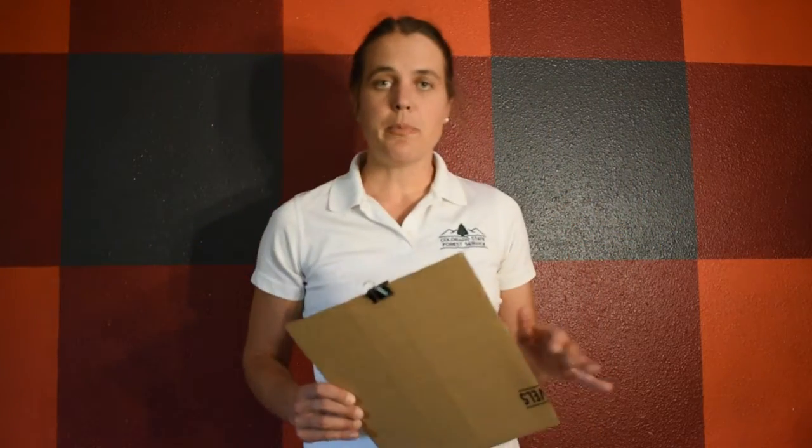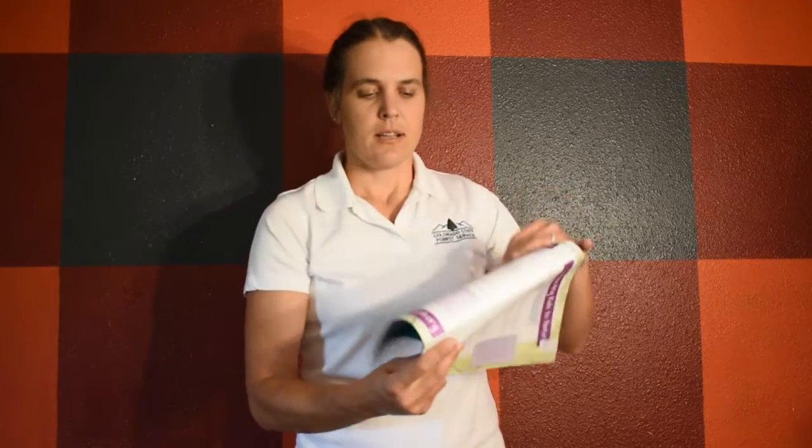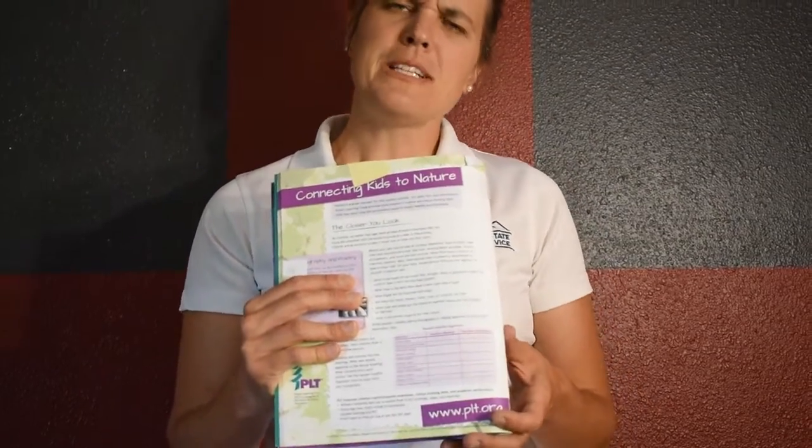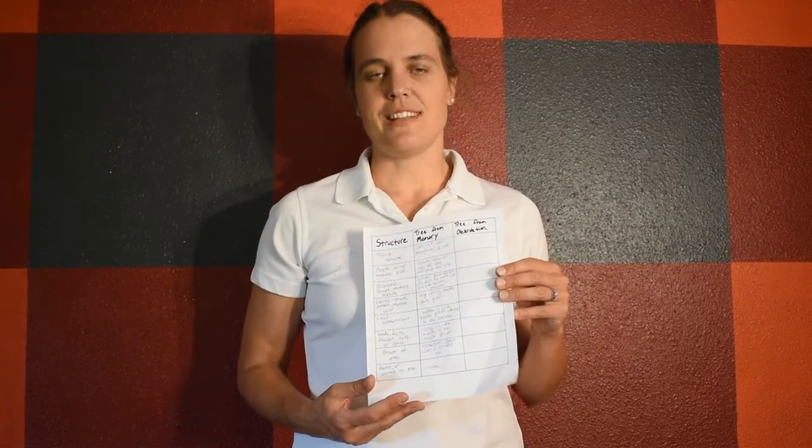For this activity, you will need a piece of drawing paper, colored pencils, crayons, or markers, a clipboard, or if you don't have one handy, you can make your own with a piece of cardboard and a clip. And you'll also need the activity in Nature Activities for Families, The Closer You Look, so you can get the table graphic organizer. This is a table where we'll be recording some information important to our observations. You can either print this off at a computer at home, or you can do your own hand-drawn version and fill in the details as you go.